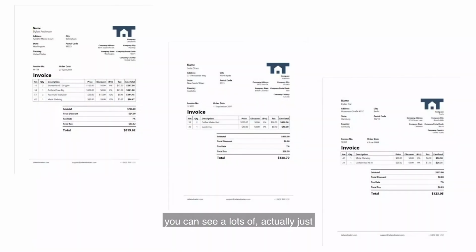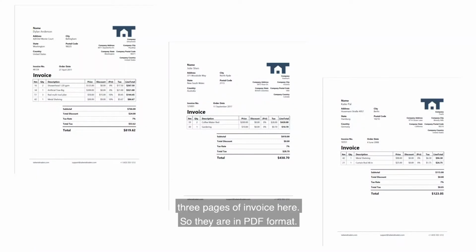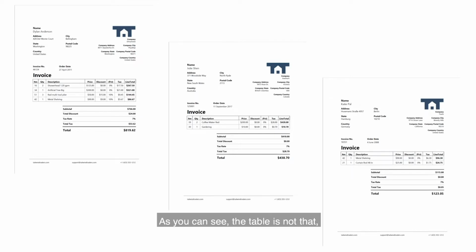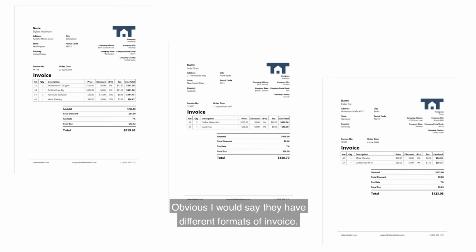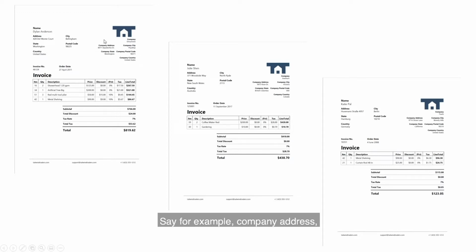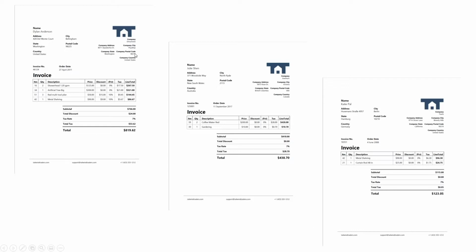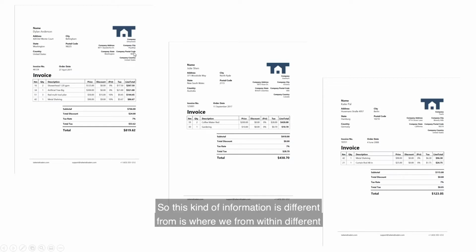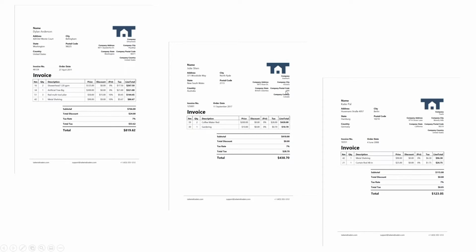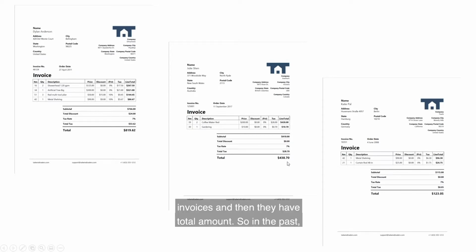So you can see just 3 pages of invoice here. They are in PDF format. As you can see, the table is not that obvious, I would say. They have different formats of invoice, different invoice tables, different row numbers, and different kinds of information hidden, for example the company address, the company's date, and the postal code of the company. This information varies between different invoices, and then they have a total amount.